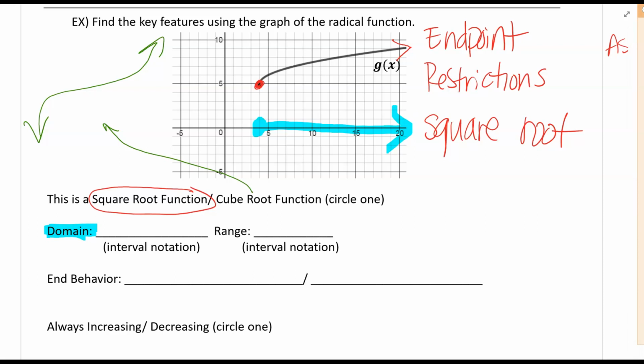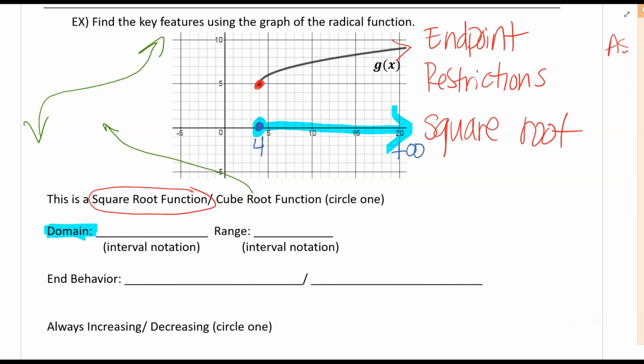Then I'm looking for the value. So what value is this endpoint? What x value is that? Not infinity because it stops. What's that specific value right there? 4. That's a 4. And it goes on forever to the right side, which is positive infinity. Okay? And again, on your notes, you can cross out all the ones that say set notation. We're not doing the set notation piece. We're only doing the interval notation.